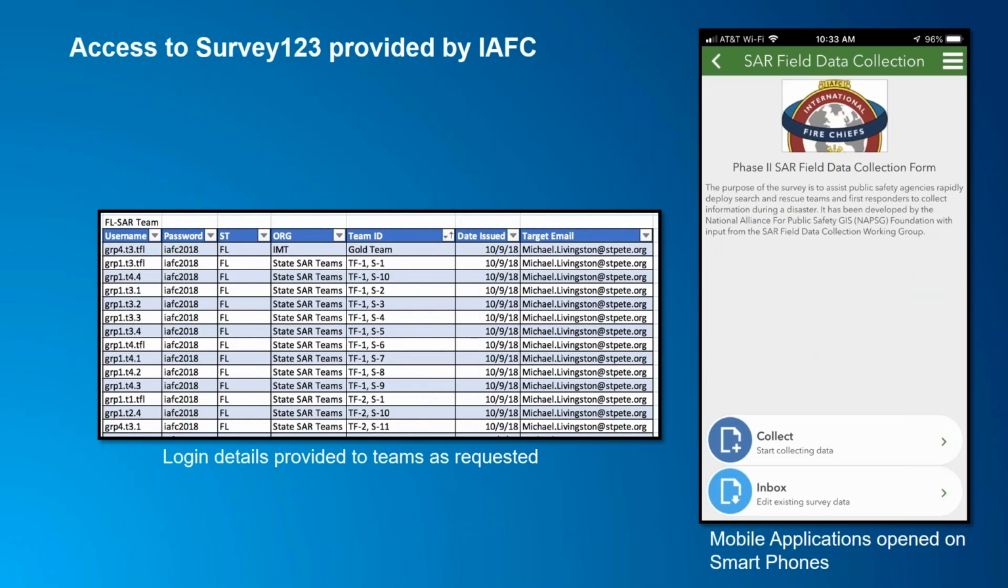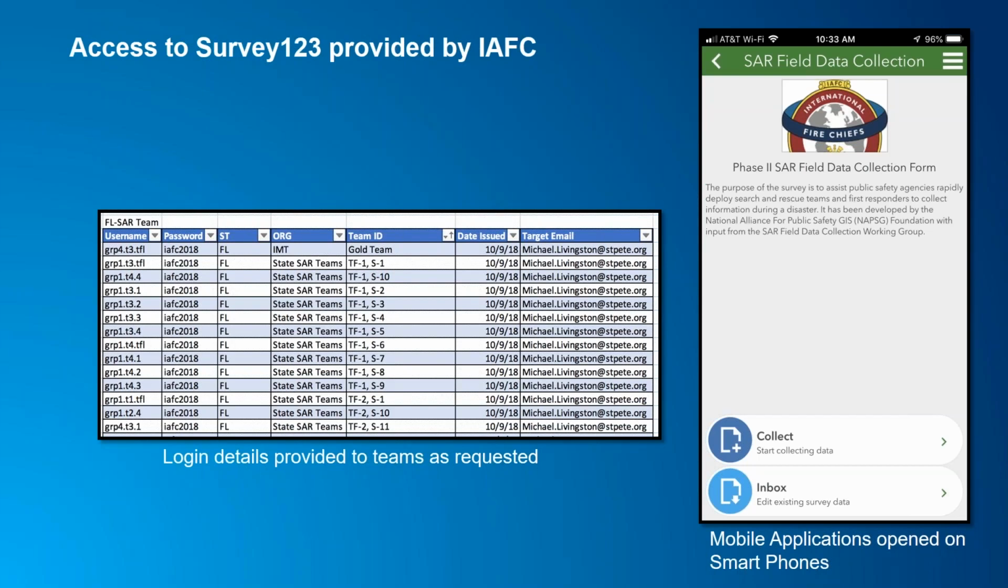So access to those survey tools, that always is the biggest question. Well, how do we get a hold of that? We don't have a license to operate in the ArcGIS platform. How can we work through that? So I would tell you that the International Association of Fire Chiefs has partnered with Esri and NAPSG, and they have obtained and provide access through licenses during these events. So this is just an example of a spreadsheet that you would receive based on your request, and we issue those to teams.